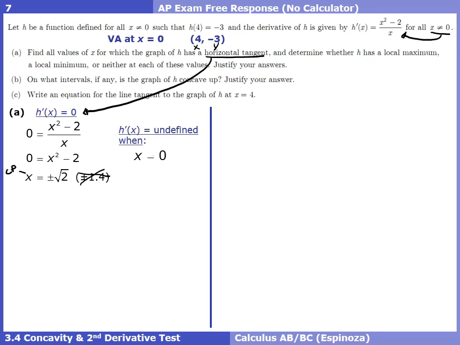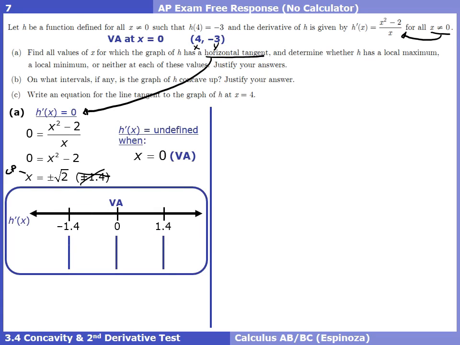But we can't forget the case of when our derivative is undefined, and that happens when x equals 0. So don't forget that other case, because that will be a candidate for being a local max or a local min, even though maybe you're realizing that there's a vertical asymptote there. So I guess it really doesn't count, but it is a critical point. So I'm going to put it on my sign chart to determine where we might have any relative maxes or mins.